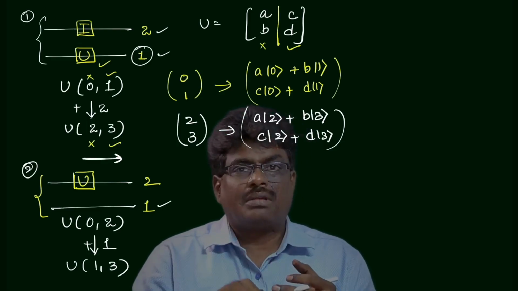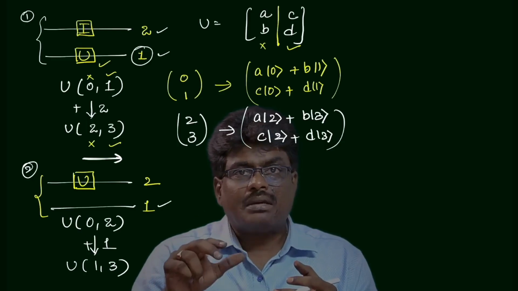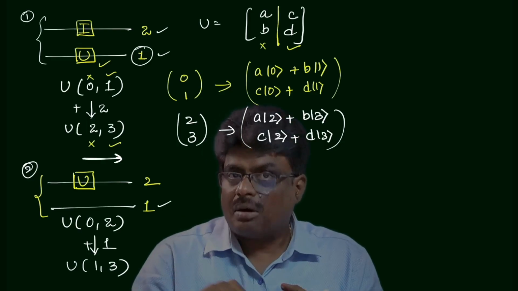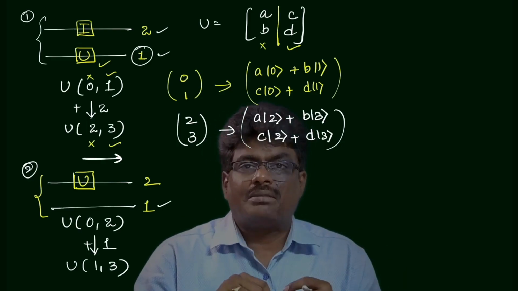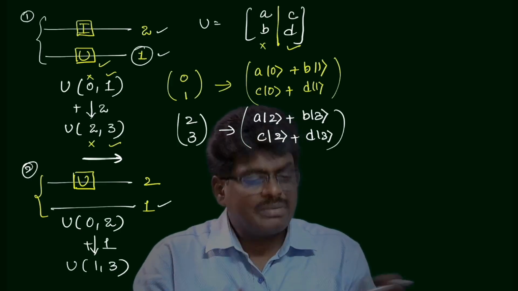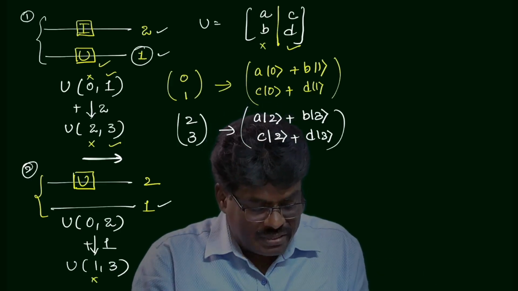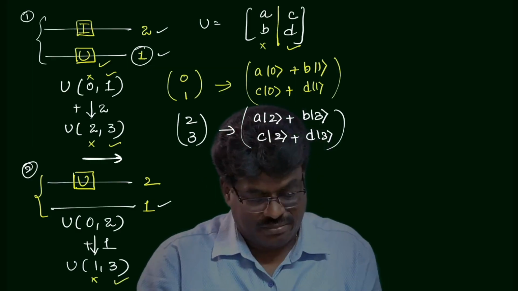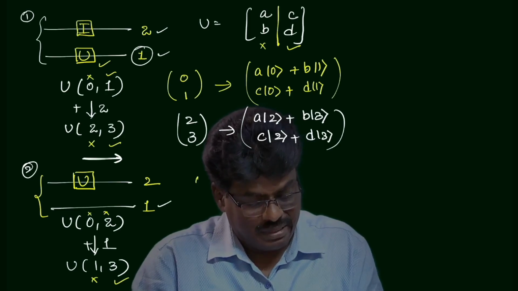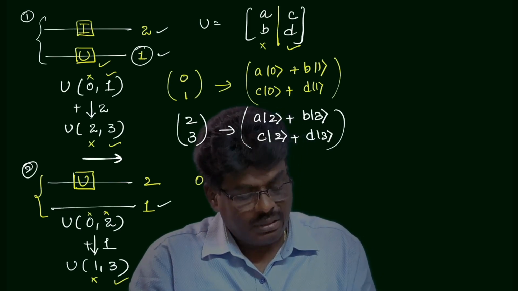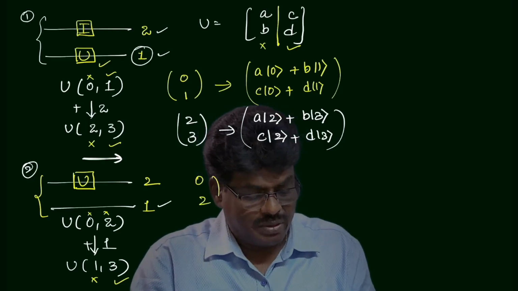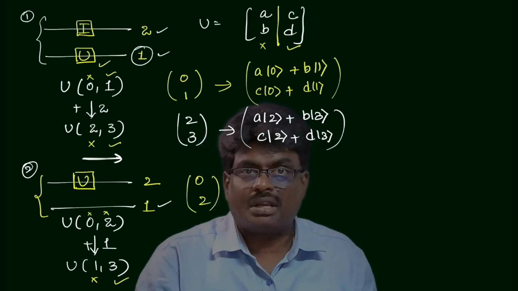It uses the first column if the target bit is off, it uses the second column if the target bit is on. It's very simple. So the first one is always take it as off and second one is always take it as on. So for example, 0 2 I'm taking, you can take 0 1 2 3 also.